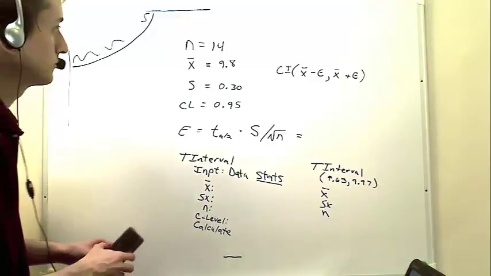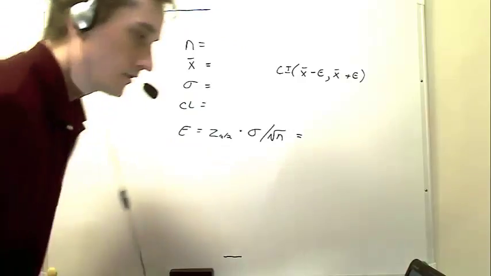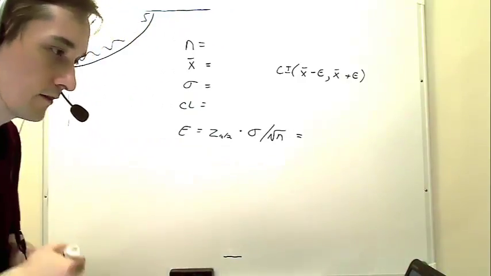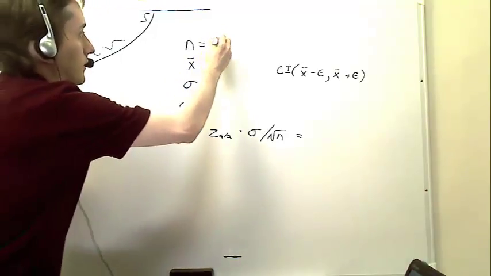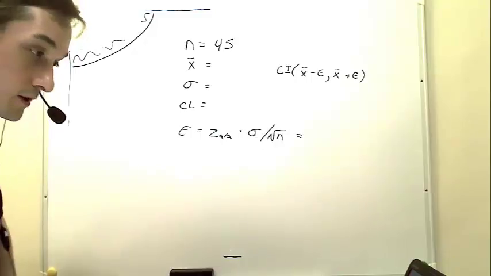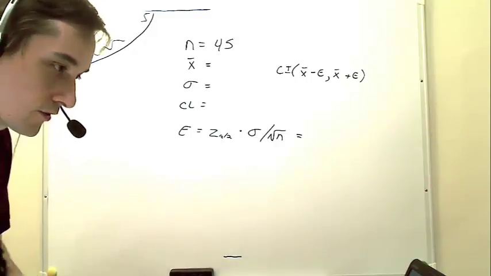Going back to question number 10. Not going to need this anymore. So a lawyer researched the average number of years served by 45 different justices. That's our sample size, 45 different justices on the Supreme Court. The average number of years served was 13.8.